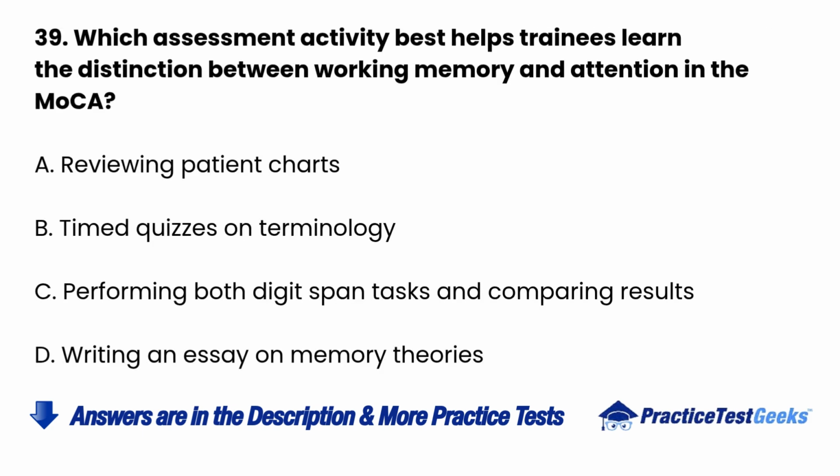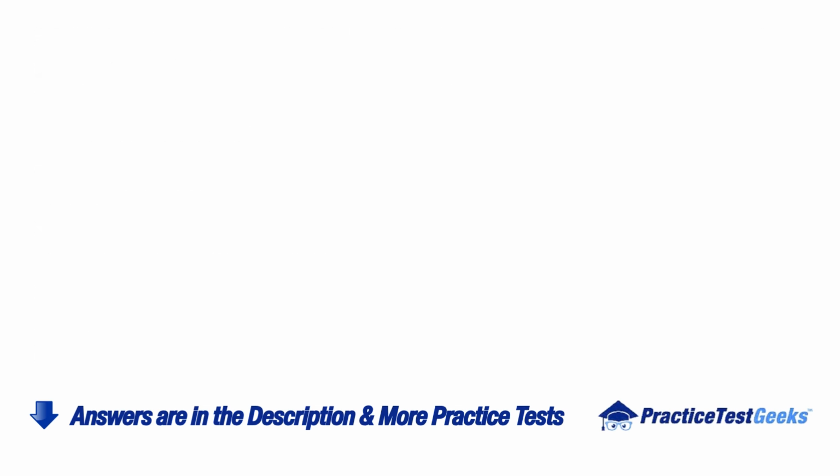39. Which assessment activity best helps trainees learn the distinction between working memory and attention in the MoCA? A. Reviewing patient charts. B. Timed quizzes on terminology. C. Performing both digit span tasks and comparing results. D. Writing an essay on memory theories.